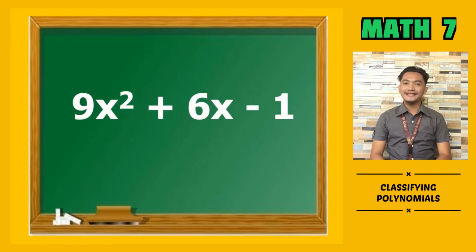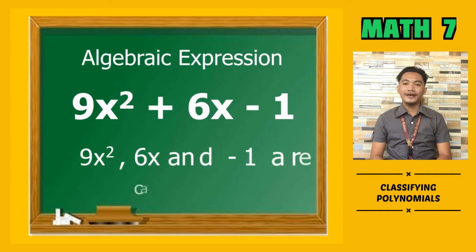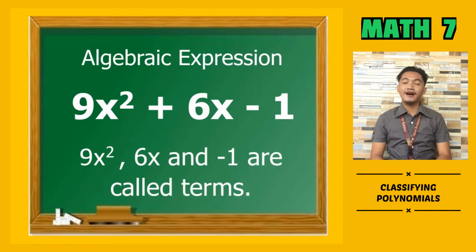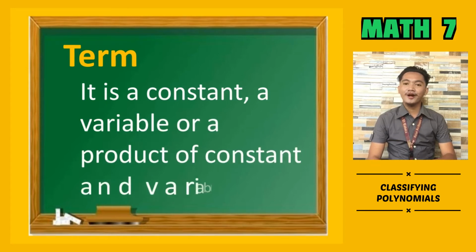9x squared plus 6x minus 1 is an algebraic expression, right? And in this algebraic expression, 9x squared, 6x, and negative 1 are called terms. So if 9x squared, 6x, and negative 1 are called terms, how do you define a term? Very good. A term is a constant, a variable, or a product of a constant and a variable.